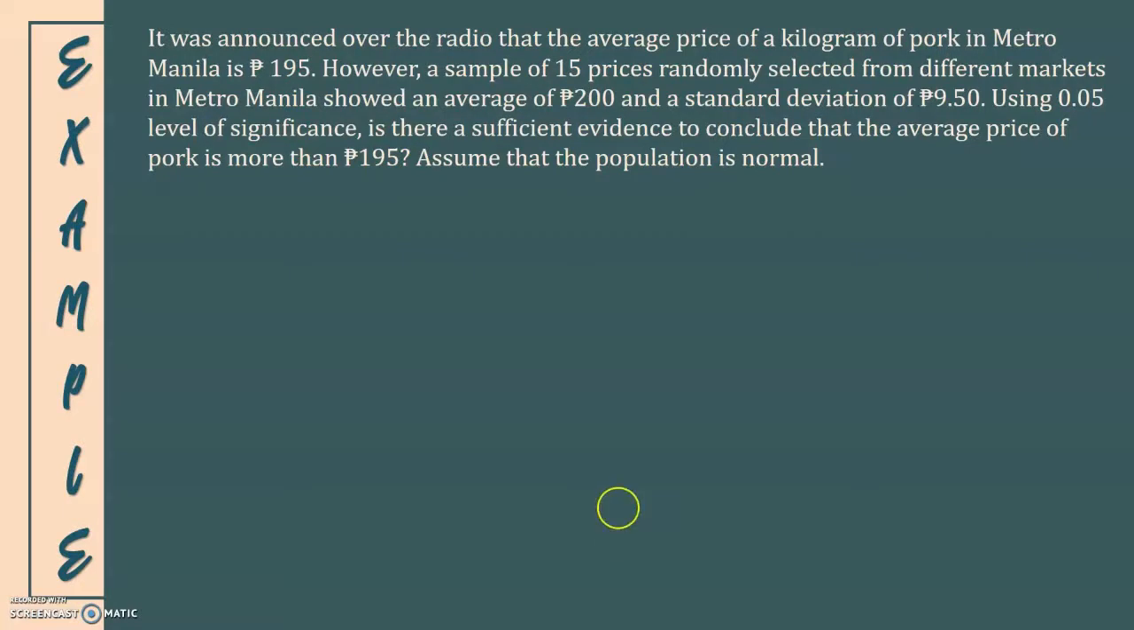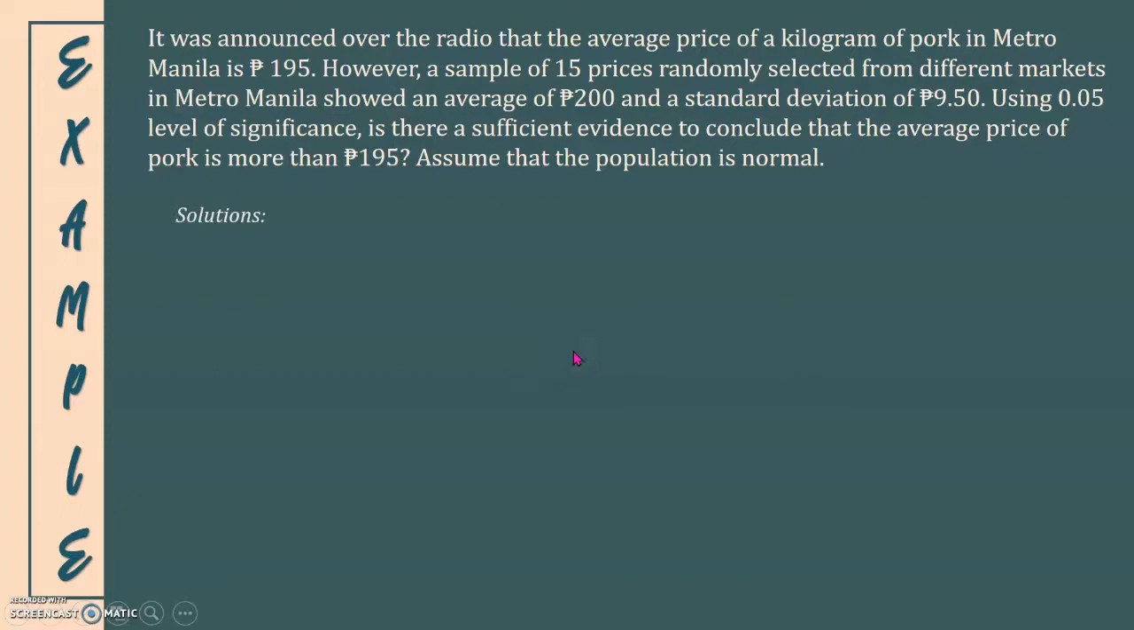Next, let's have example 3. It was announced over the radio that the average price of a kilogram of pork in Metro Manila is 195 pesos. However, a sample of 15 prices randomly selected from different markets in Metro Manila showed an average of 200 pesos and a standard deviation of 9.5 pesos. Using 0.05 level of significance, is there a sufficient evidence to conclude that the average price of pork is more than 195 pesos? Assume that the population is normal.